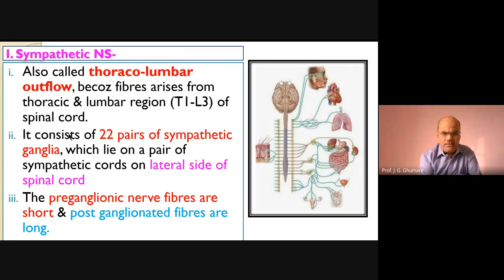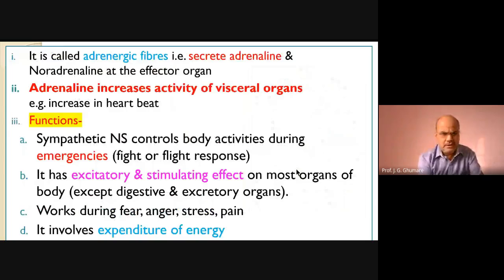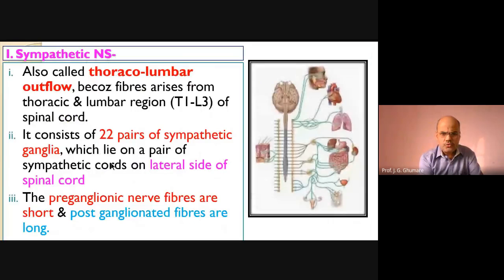The one which consists of 22 pairs of sympathetic ganglion. See, you can count 22 pairs of sympathetic ganglion. And these ganglion lie very close to the central nervous system, either side of the spinal cord. See here, either side of the spinal cord. Now we'll have two types of fiber. I told you, the preganglionic fiber is short here. The postganglionic fiber is long here. This is for the sympathetic nervous system.